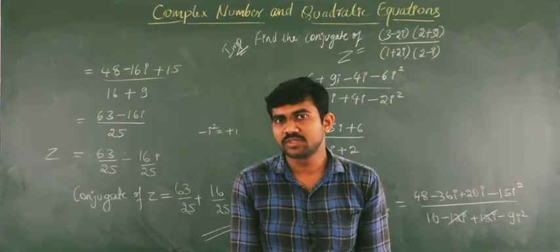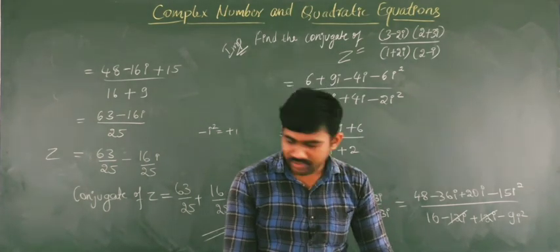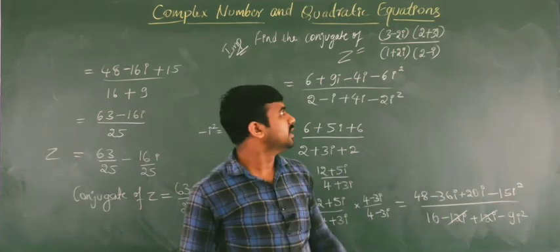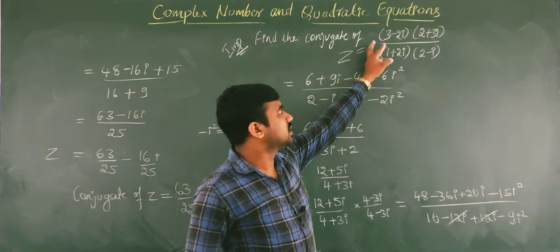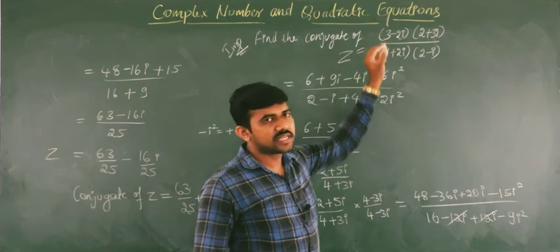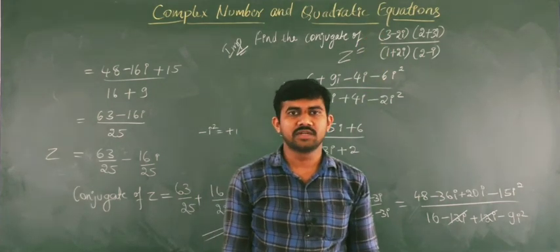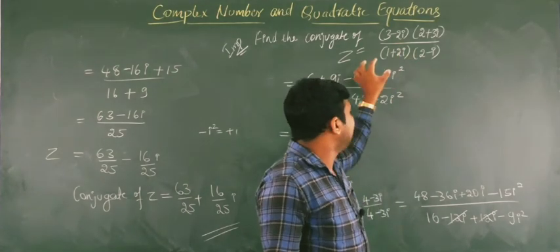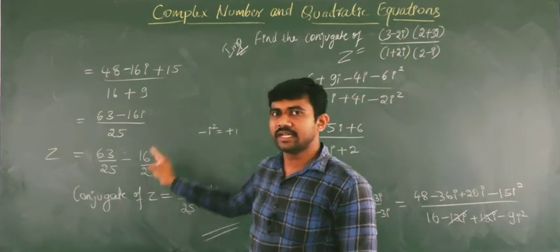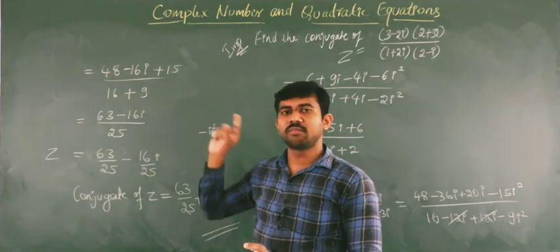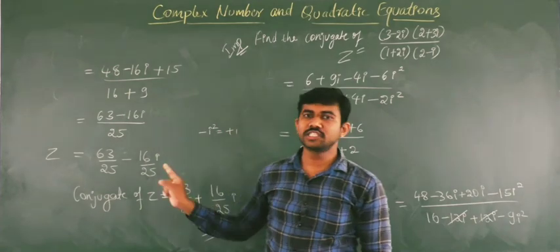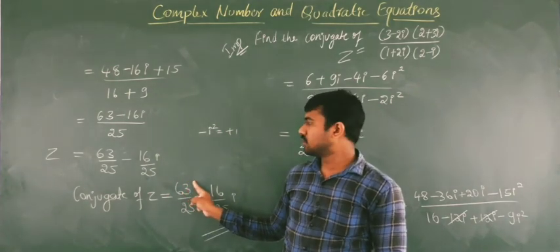So, understood what is the procedure we have to follow here? First you have to write the given complex number in simplified form. The given complex number has two terms in the numerator and two terms in the denominator, so you should multiply each other, simplify, and obtain the given complex number in the form of a plus ib. After that, write the conjugate of the given complex number.